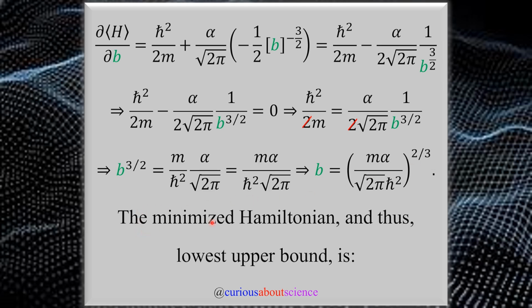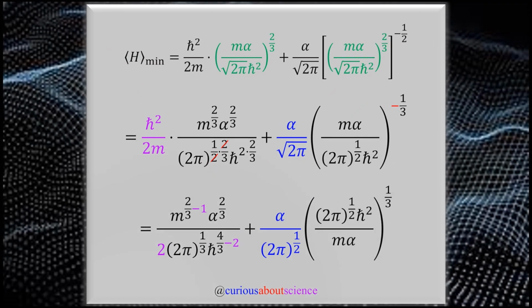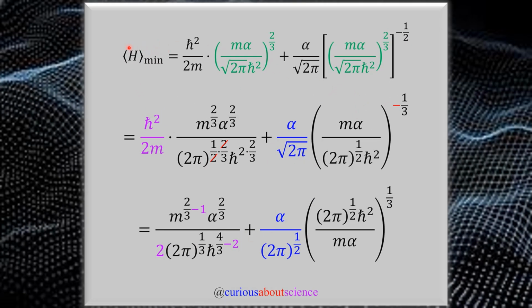So the minimized Hamiltonian, and thus the lowest upper bound: we have to plug this optimized parameter into the Hamiltonian, and we get a nice little result. All right, so going back to the Hamiltonian form where we had h bar squared over 2m times b, plug in the b that we found from optimization. We see that this was the potential term that we had, and we had to make sure it was to the -1/2 power. And now you can start to see we have powers here for all these variables, and then this -1/2. M's are going to end up canceling, alphas, all that stuff. So we have to be very careful.